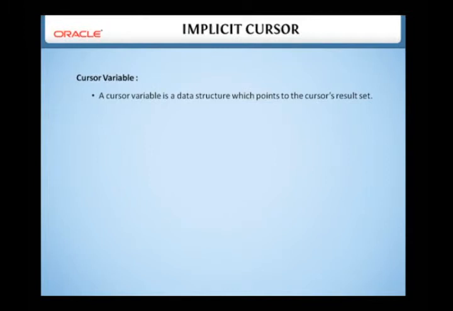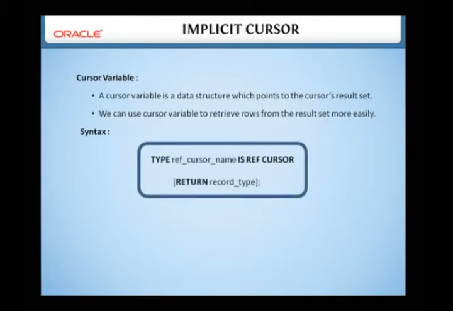In this section, we are going to discuss cursor variable. Let's start our discussion with its definition. A cursor variable is a data structure which points to the cursor's result set. We can use cursor variable to retrieve rows from the result set more easily. The syntax for creating ref cursor variable type is type ref cursor name is ref cursor return record type. To use cursor variables, we must first create a ref cursor type.